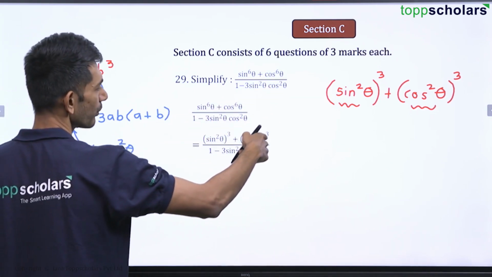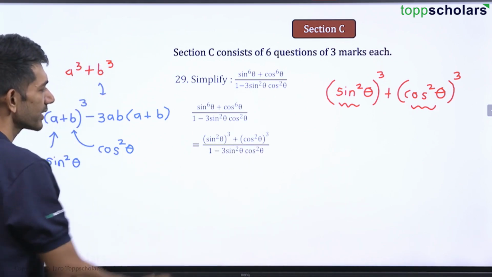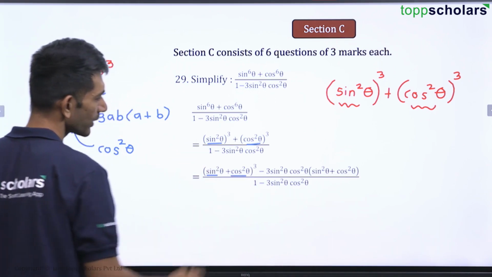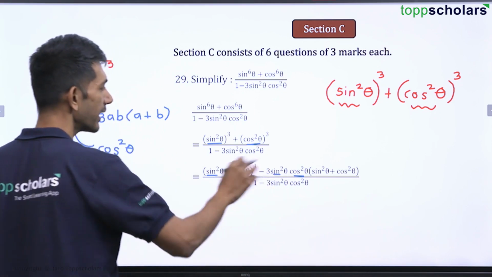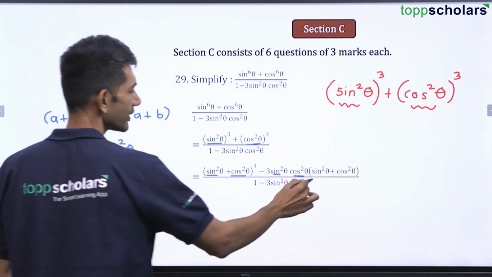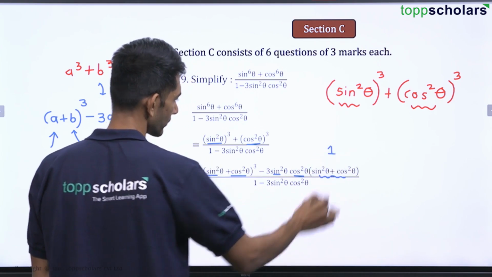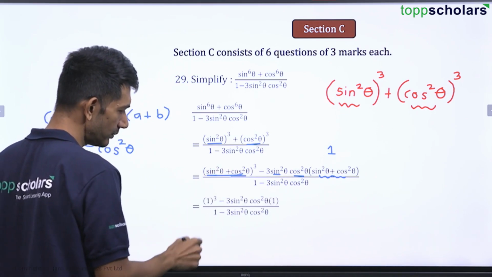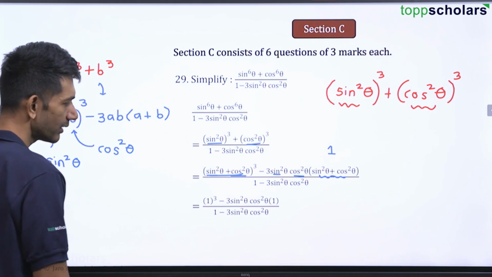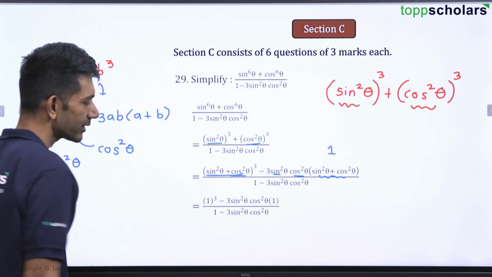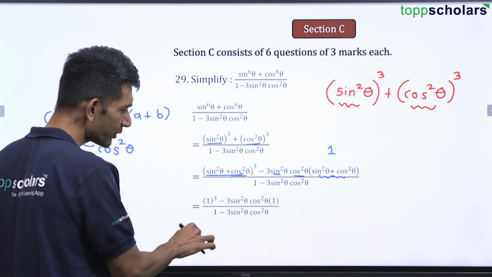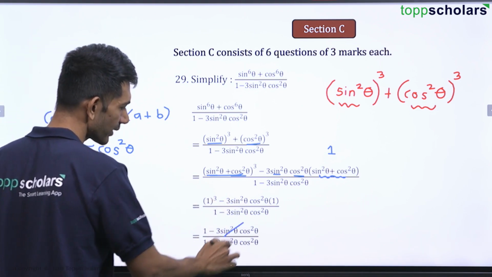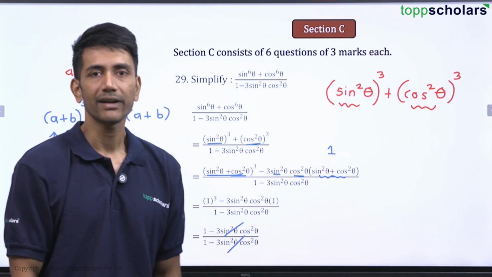Now we have sine square theta the whole cube plus cos square theta the whole cube by 1 minus 3 sine square theta cos square theta. This is your a, this is your b. You can use the formula that gives you sine square theta plus cos square theta the whole cube minus 3 sine square theta cos square theta into sine square theta plus cos square theta. So sine square theta plus cos square theta is 1, and this is also 1. So further I get 1 cube minus 3 sine square theta cos square theta into 1 by 1 minus 3 sine square theta cos square theta. 1 cube is 1, so 1 minus 3 sine square theta cos square theta by 1 minus 3 sine square theta cos square theta. Both of them are same. You get the final answer as 1.